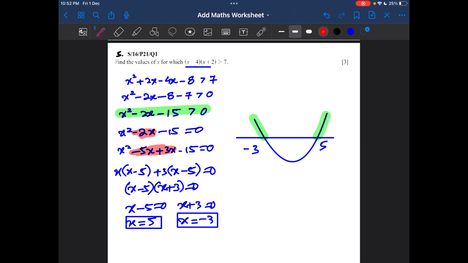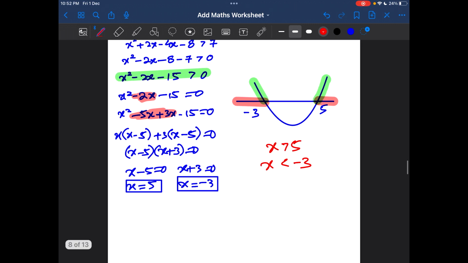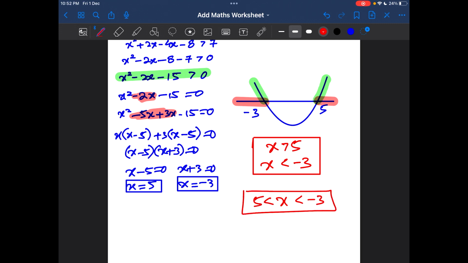When x is greater than the bigger value, and x is less than the smaller value. So you can say x is greater than 5 and x is less than minus 3. This is going to be your answer for this question. You can also write the answer in the combined form: x is less than minus 3, x is greater than 5. You can also write the answer like this.